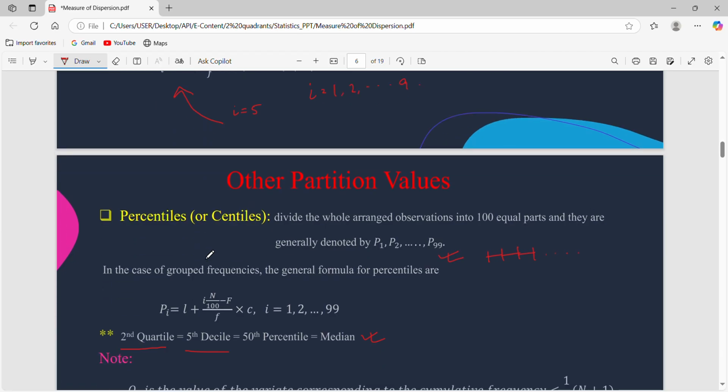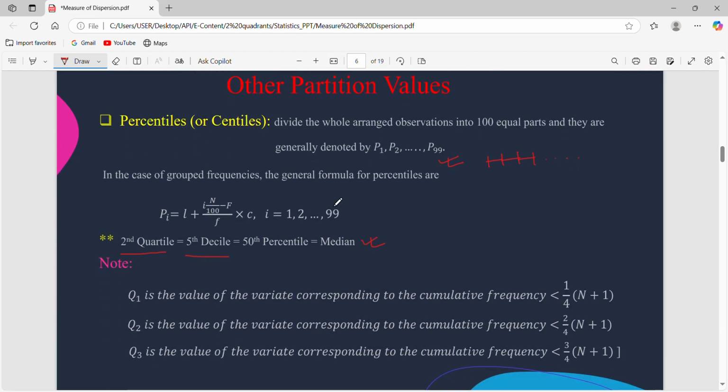Same way for percentile, by putting i equal to 50, we will get Q2. So this is a very important line: second quartile equals fifth decile equals 50th percentile equals median. Okay, so next, note we have.